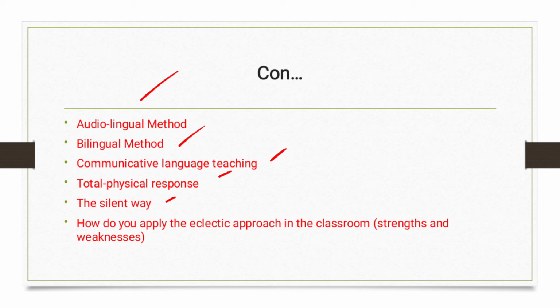So in this eclectic approach, we talk about all the methods and approaches which we have studied in the previous videos. Eclecticism in teaching is not a new concept by a long shot. It has been advocated since the early 90s to overcome the limitations of individual teaching methods. Now, how do you apply the eclectic approach in the classroom? Let's have a look at the grammar translation method. This method teaches a foreign language through translating, contrasting, and comparing the foreign language to the native tongue.